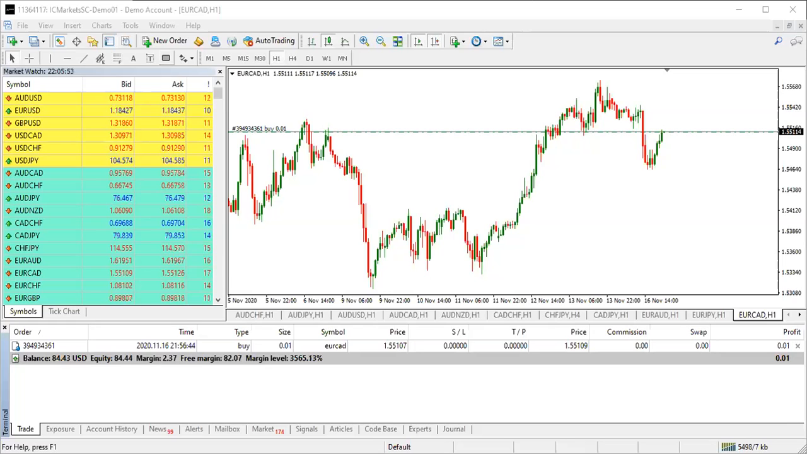So now I will share my chart. Let me quickly teach you how to do that.